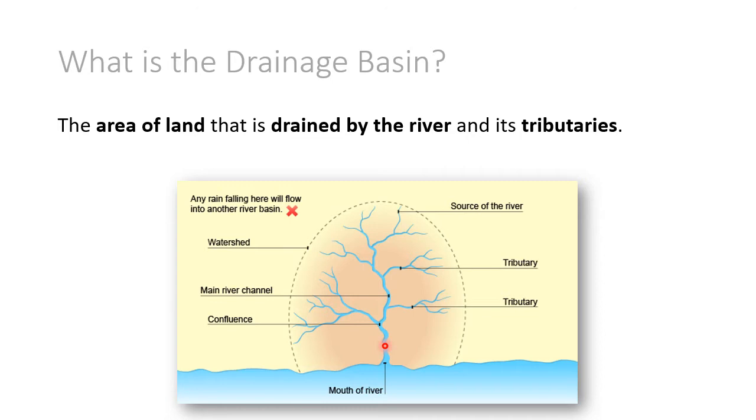Let's go through it. So when we start with a river, what we actually do is we start at the source. That's going to be a spring normally, it might be a glacier where it's melting, but normally in this country it would be a spring, and that's where the river starts. And you can see as we go down, there are other rivers joining it. Well, a small river that joins a bigger river is called a tributary.